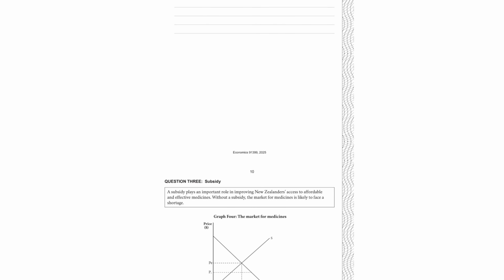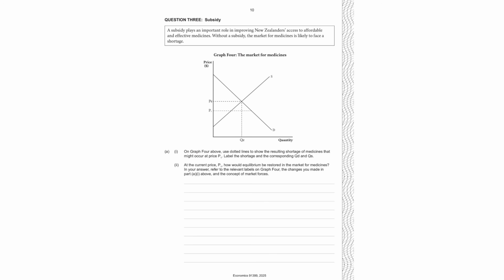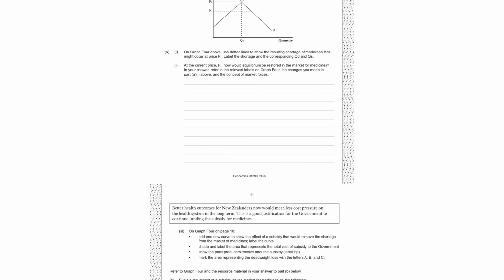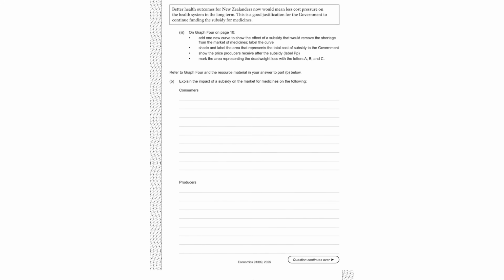And then the final question is about subsidies, where again it's given you a situation and then you've got to draw the subsidy graph and then explain those changes. And then you have to explain the impact on consumers, producers, the government, and allocative efficiency. So that's all the questions in this particular paper.